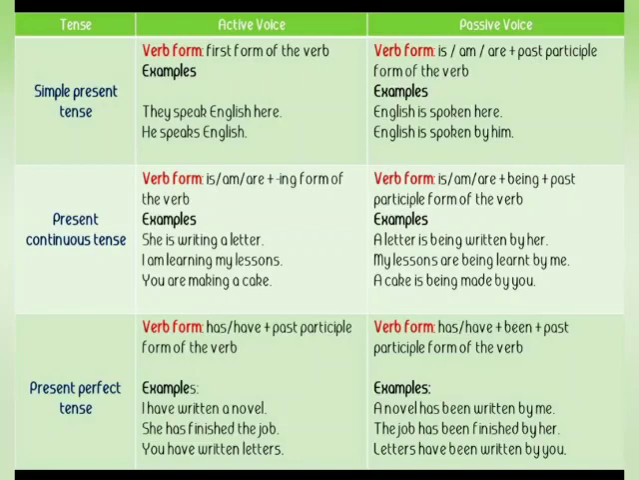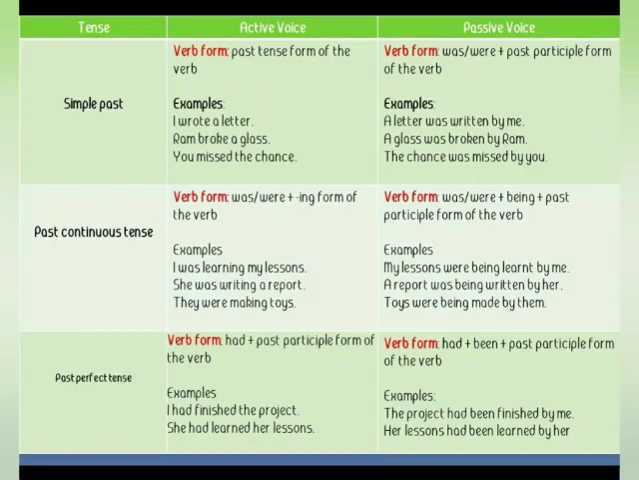In simple past. I wrote a letter. A letter was written by me. Ram broke a glass. A glass was broken by Ram. You missed the chance. The chance was missed by you.